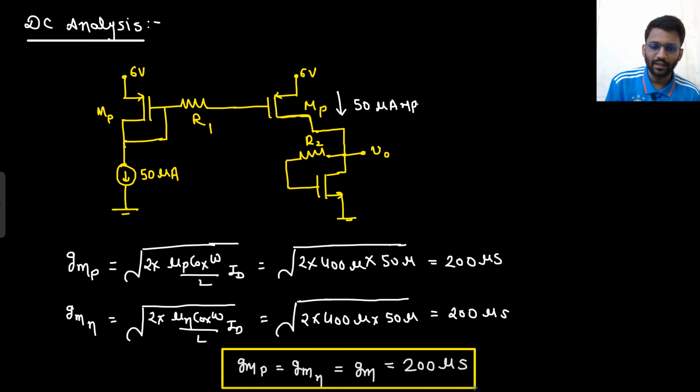Now I need to tell the R naught value as well. Why R naught value? Because in the AC analysis you would need the value of R naught as well. So let's write down the values of R naught. So what will be your R naught P? Better we should write it on next page only. So what will be your R naught P? R naught P would be 1 upon lambda ID. What is 1 upon lambda? Lambda value was given, 1 upon lambda P ID.